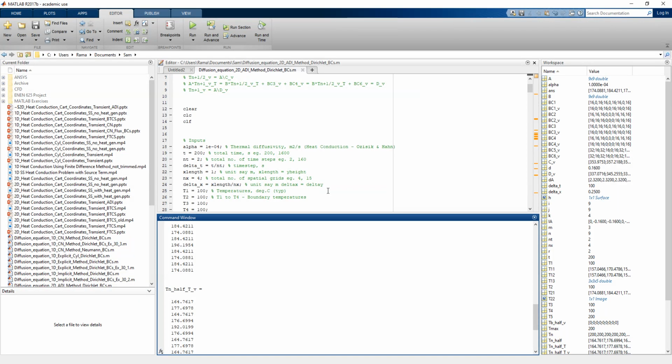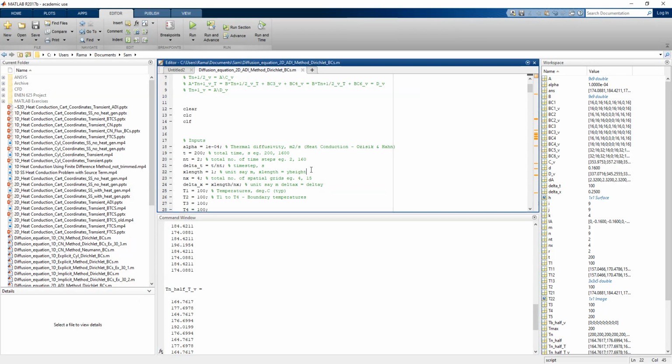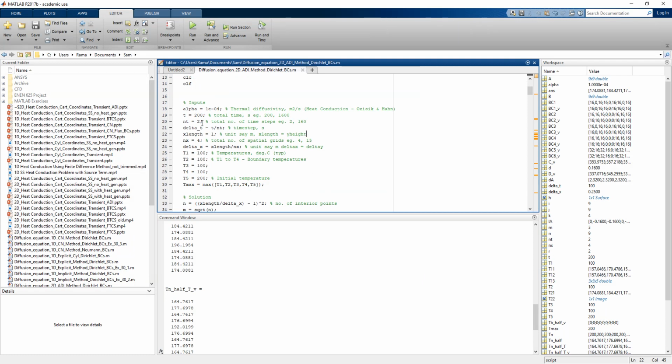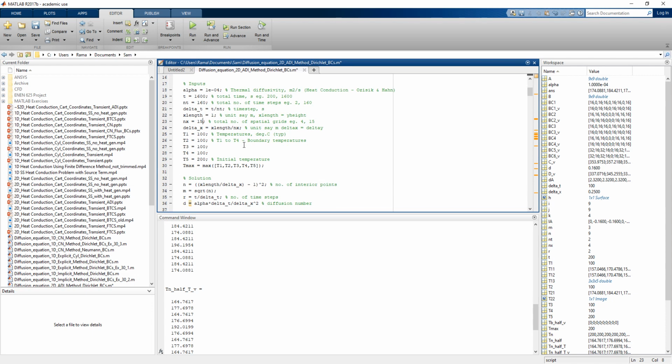We will now go back to MATLAB and vary our grid spacings. Let t equal 1600 seconds, which is the total time. Number of time steps, let's change it to 160 from 2, and total number of spatial grids, let's change it to 15 from 4, and let's keep the other values the same, and we will rerun this program.